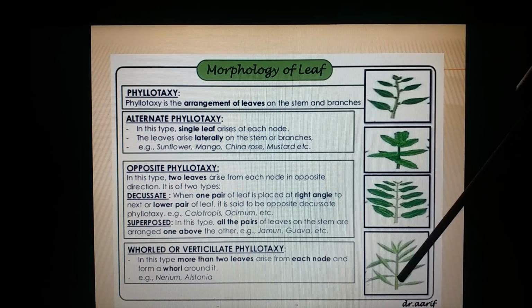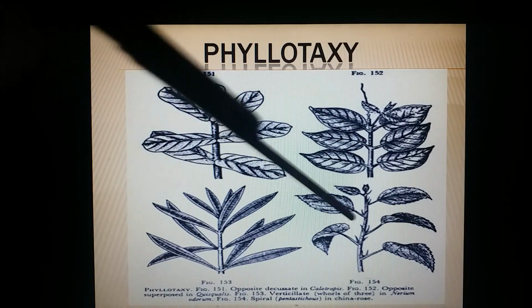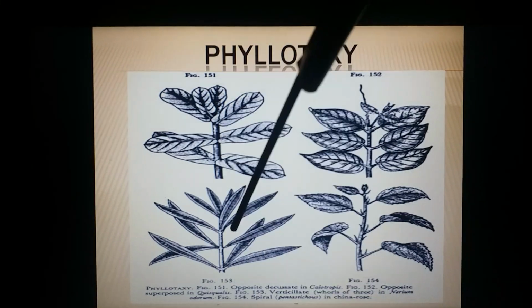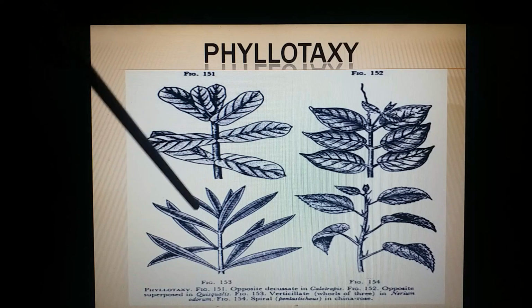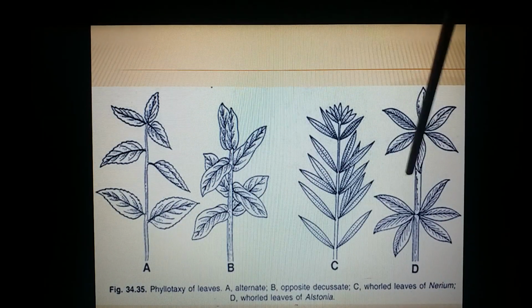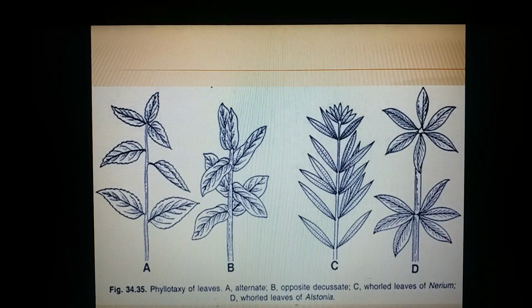More than two leaves at each node is called whorled phyllotaxy. We'll see again, this is alternate phyllotaxy having one leaf at each node. And this is opposite phyllotaxy, this is opposite superposed and opposite decussate, and this is whorled phyllotaxy having more than two leaves at each node. Example, Nerium, and also you can take Alstonia, having more than two leaves at each node. Alternate, opposite, and these two whorled phyllotaxy.